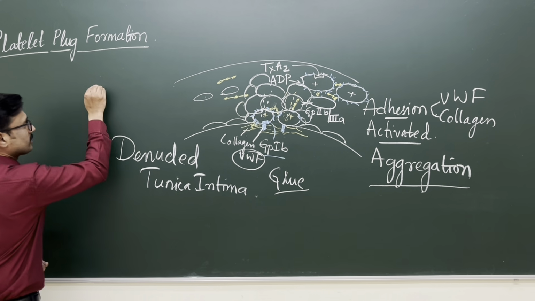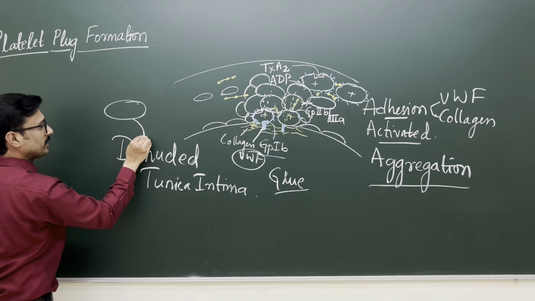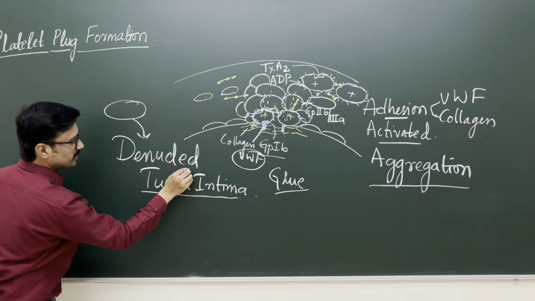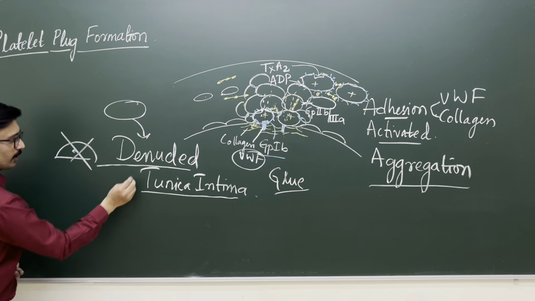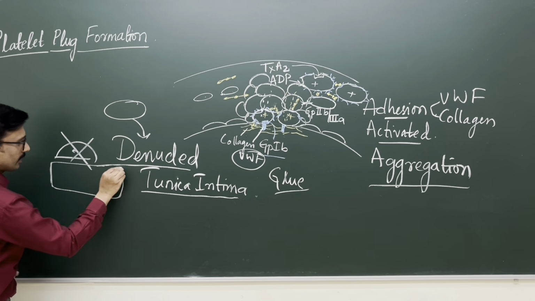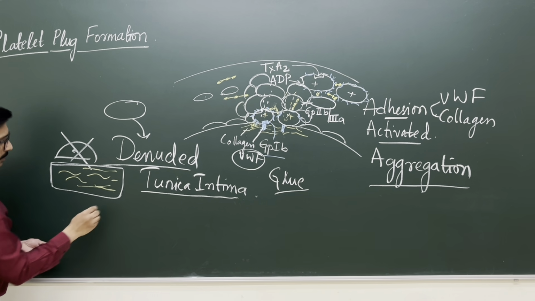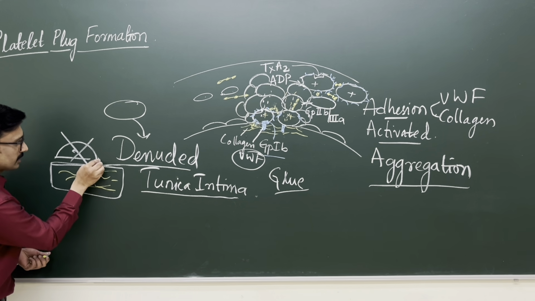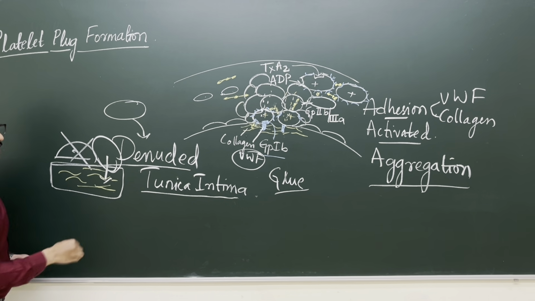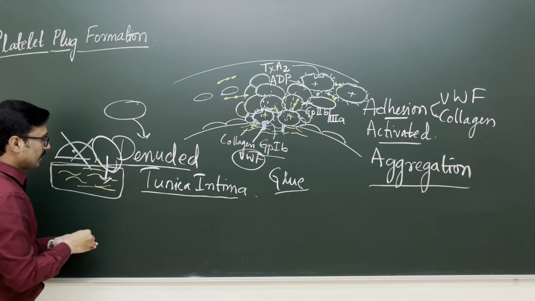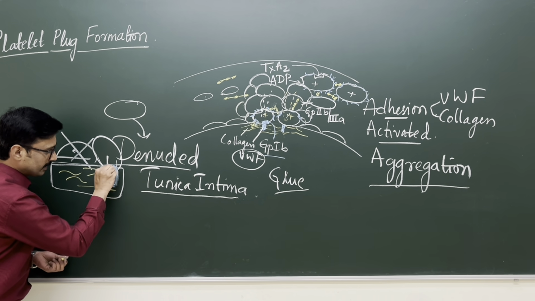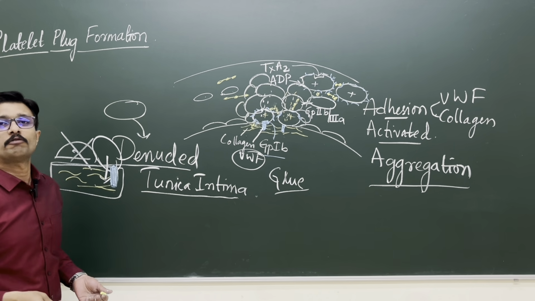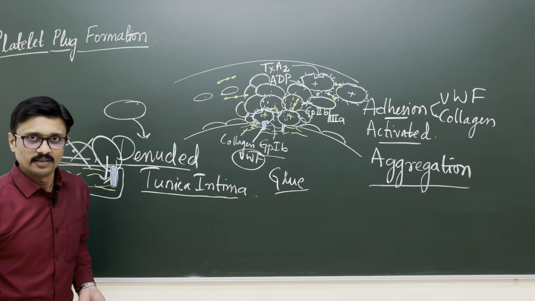So these platelets will bind to the tunica intima, which is stripped off. There are no endothelial cells. The endothelial cells are stripped off so that the subendothelial connective tissue is exposed. The platelets come and stick to this subendothelial connective tissue, and von Willebrand factor is acting like a bridge to stick these platelets firmly to the wall of the damaged vessel.